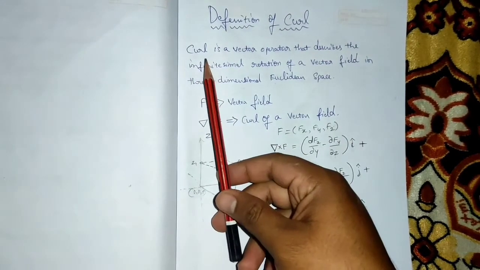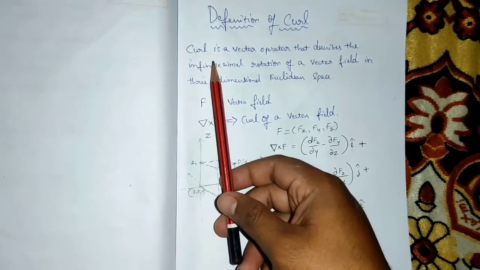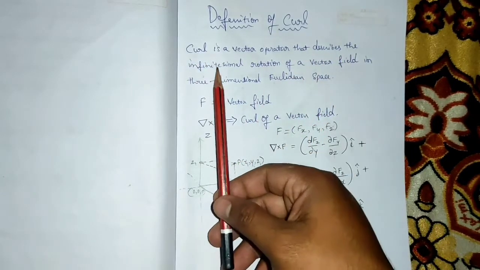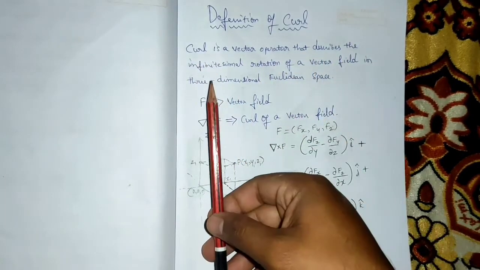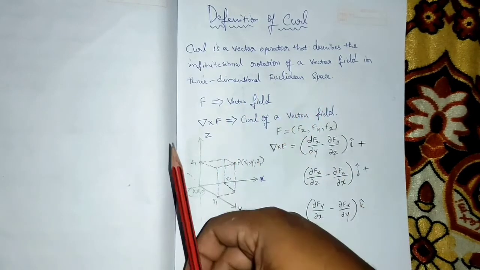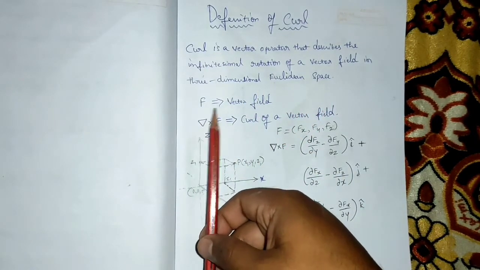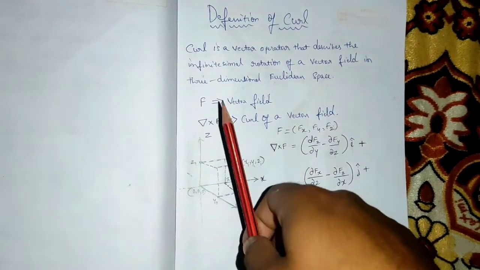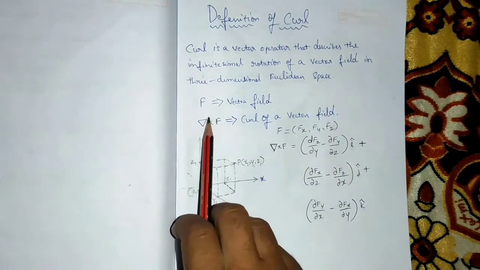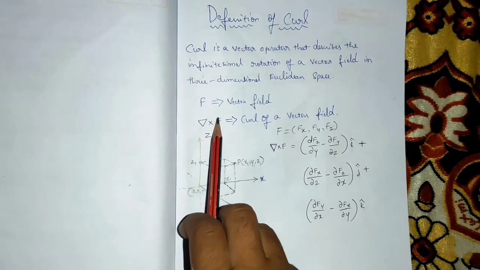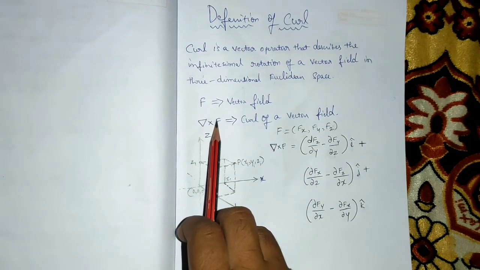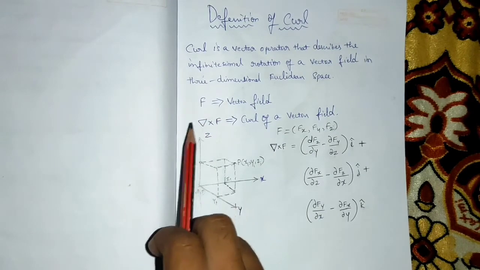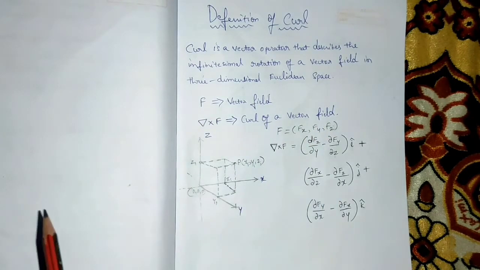If you go by the Wikipedia definition, the curl is a vector operator that describes the infinitesimal rotation of a vector field in a three-dimensional Euclidean space. We take F as a vector field, and the curl of the vector field is represented by the inverted triangle, multiplied by the vector field. We call the inverted triangle del, so this is del cross F, the curl of a vector field.